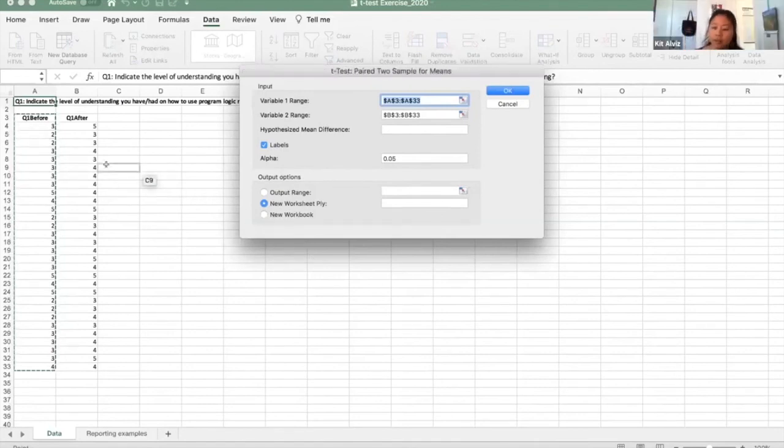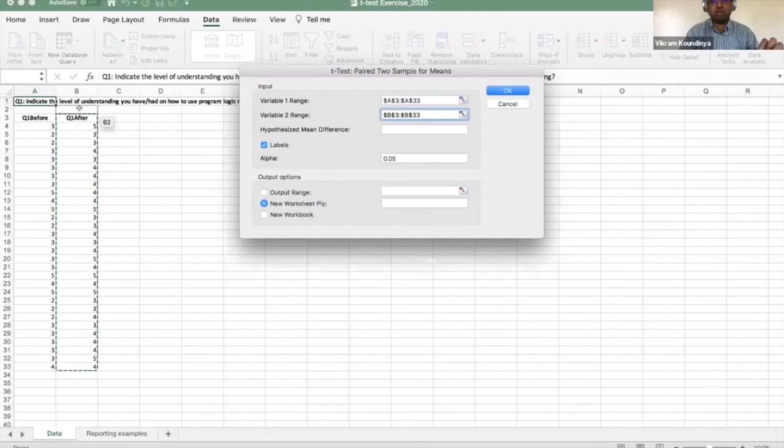Specify the range of cells containing the data for variable 1. So I already selected this specified range of cells for variable 1. And be sure to select the header also, so that it will get into the output. So we do the same thing for variable 2 here, the after training data. The labels box should be checked, which you have on the screen there. What's the next step, Kit?